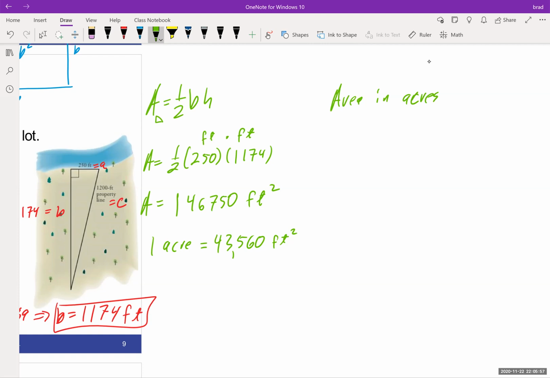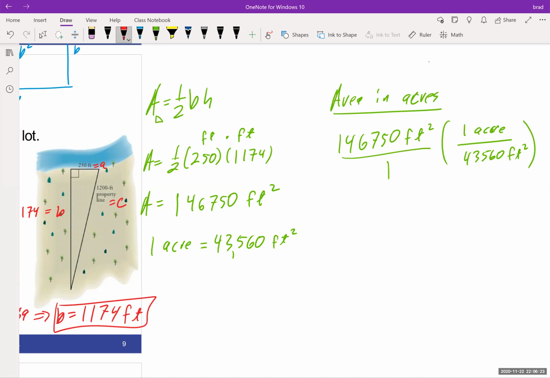Okay. So when I do this, I'm just going to take 146,750 feet squared, and I'm going to multiply it by a special one. I'm going to multiply it by 1 acre divided by 43,560 feet squared. Now, some students have trouble. How did I know to put the feet squared on bottom and the acre on top? Well, this is technically over 1, right? So in order to cancel a feet squared on top, I need a feet squared on bottom. If they were both on top, then it would be feet squared times feet squared, which would be feet to the 4th. We don't want that. We want it to be left in terms of acres.